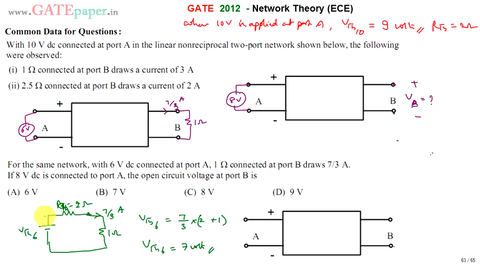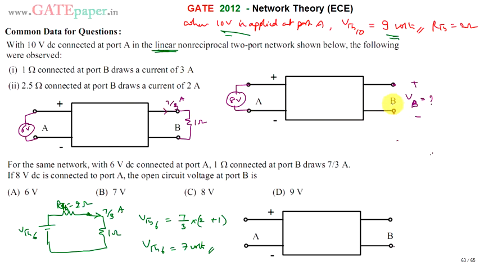Okay. Whenever 6 volts is applied, the open circuit voltage VTH at port B is 7 volts. Whenever 10 volts is connected, the open circuit voltage at port B is 9 volts. Whenever 6 volts is connected, the open circuit voltage at port B is 7 volts. Now we are going to calculate the open circuit voltage whenever port A is connected with 8 volts, and this two-port network is given as linear.